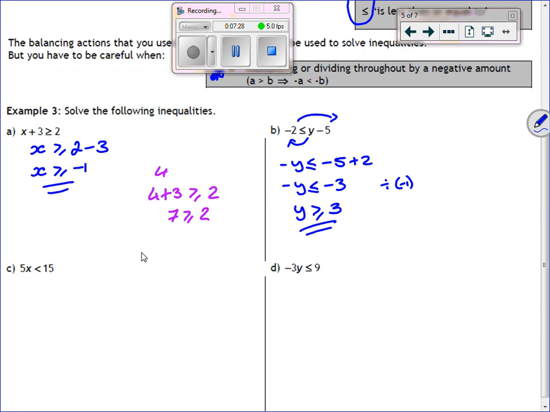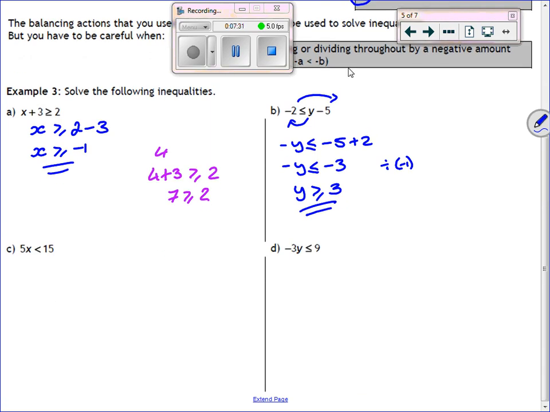Example C. We have 5x is less than 15. So divide both sides by 5, and we just get x is less than 3. In example D here, we have minus 3y is less than or equal to 9. So again, we have a negative 3 multiplying the y. So if I go to divide both sides by negative 3, I get positive y. And because I'm dividing by a negative, I need to think of the symbol. It's going to flip round. So y is going to be greater than or equal to minus 3.